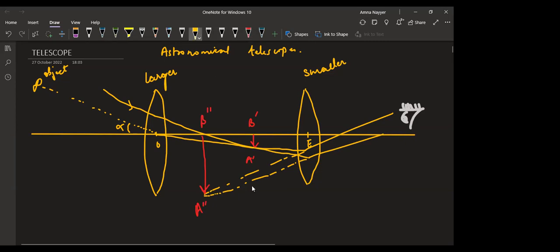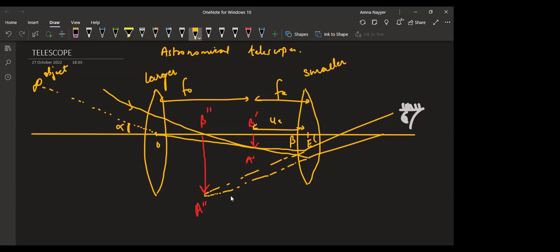Now certain points to mark. The final image subtends an angle at the eye, and this angle is referred to as beta. So beta is here, alpha is here, the same alpha and beta the way we have studied. This part becomes the focal length of the objective lens. This becomes the focal length of the eyepiece. And this becomes the object distance for the eyepiece, because now this intermediate image is acting as the object.